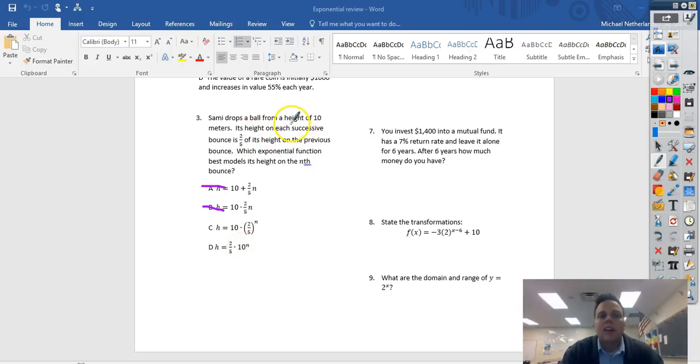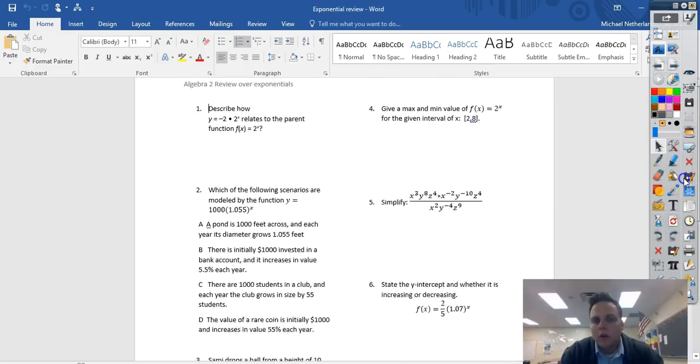Okay, so it says Sammy drops the ball from a height of 10 feet. So the height that he dropped it from is not changing. He dropped it from 10, and then each time after that, it's another 2/5 shorter. So what number does it seem like I'd be multiplying by each time? 2/5. So it's C, not D. All right, let's go look at problem number 4.